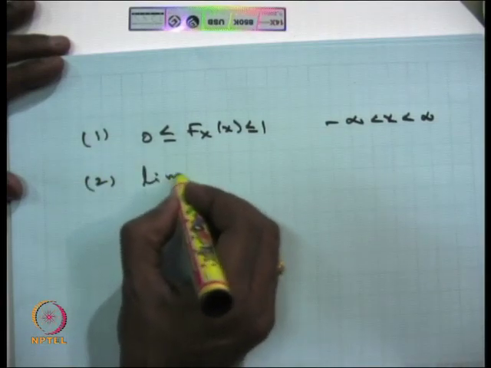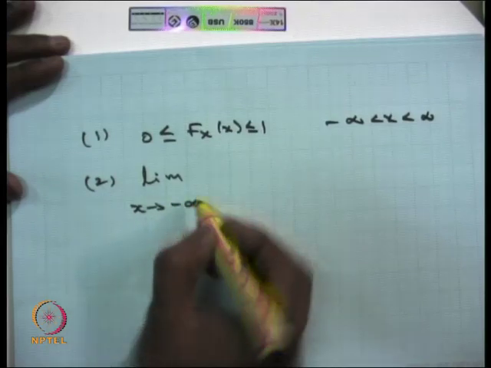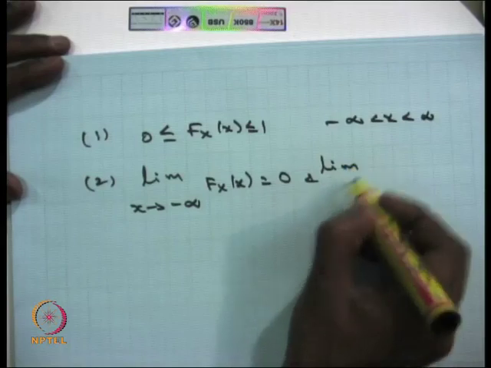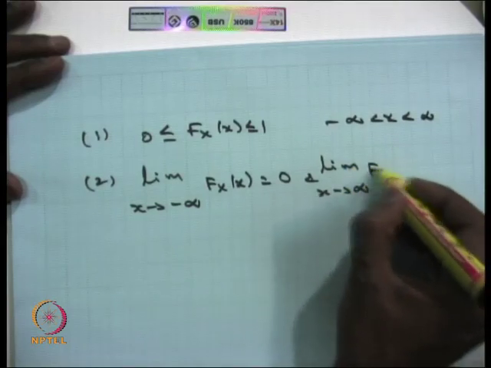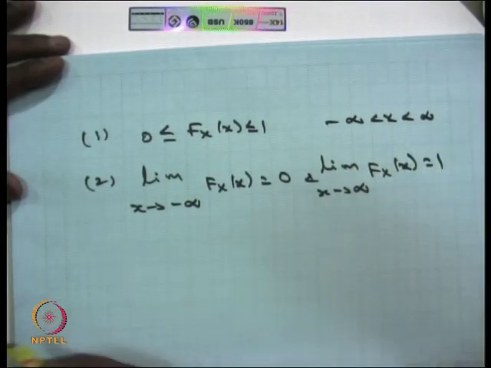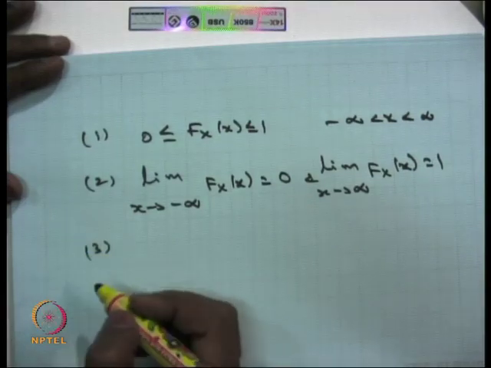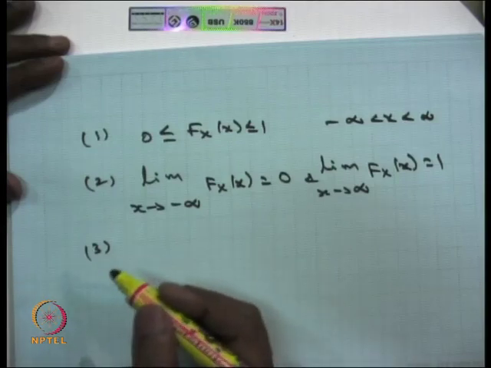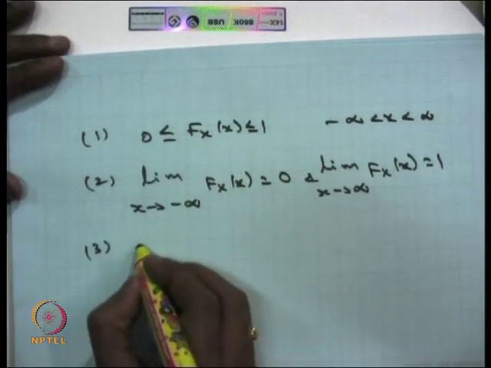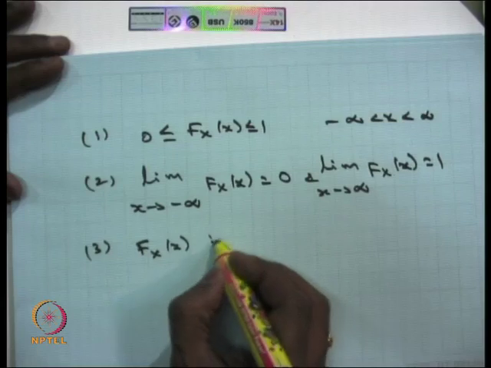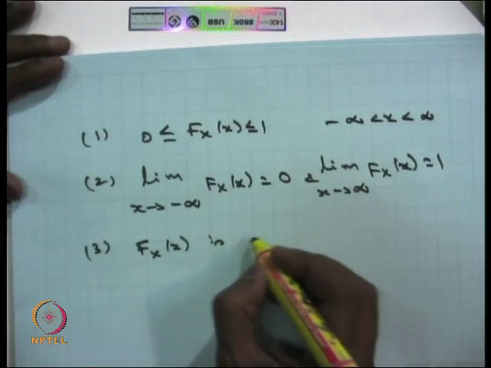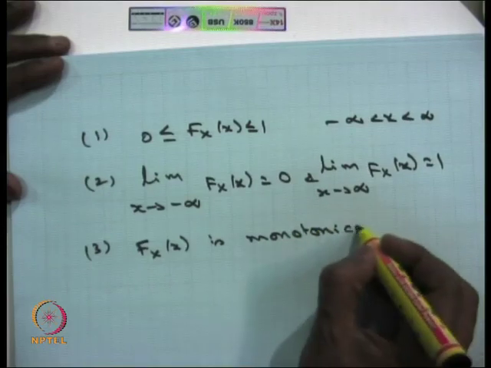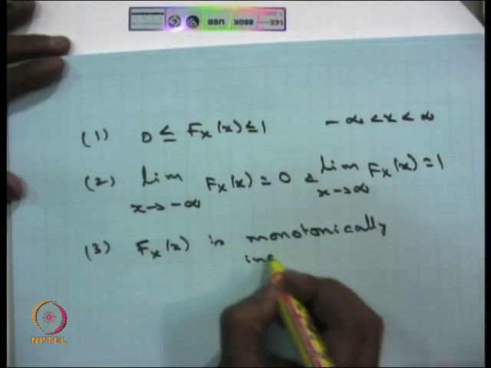That means the limit as x tends to minus infinity of F of x is 0, and the limit as x tends to infinity of F of x is 1. The third property: the way we keep on accumulating the possible outcomes and finding the probability, which you call F of x, therefore F of x is a monotonically increasing function in x.